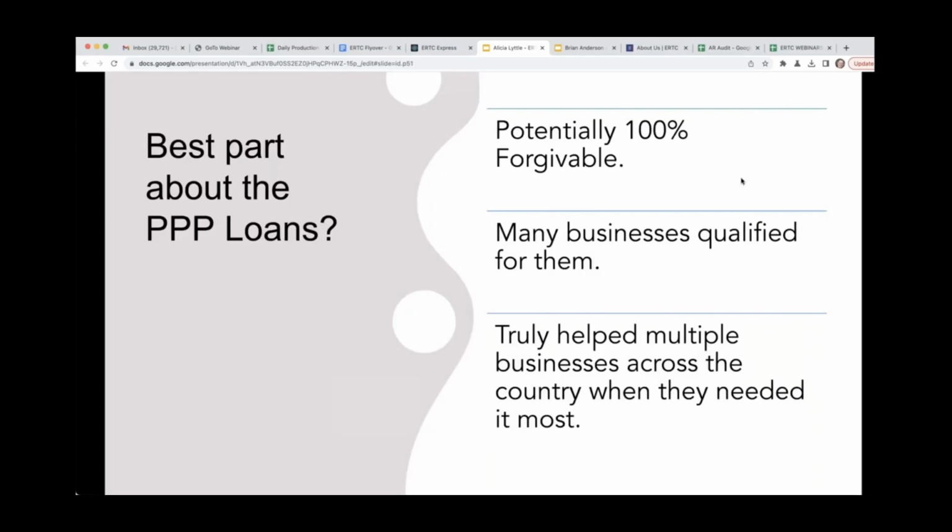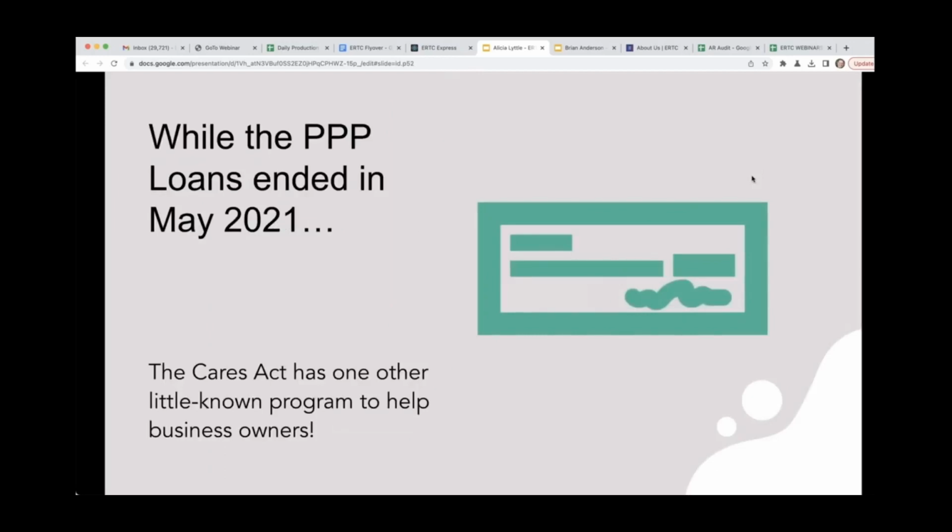And some of you are not in the U.S. So a lot of businesses, a large percentage, I don't have a real number, qualified for them. It helped these business owners and their employees and their families and the community. Awesome. That's what happened. The bummer is they went away. They ended. The second round was gone in May of 2021.